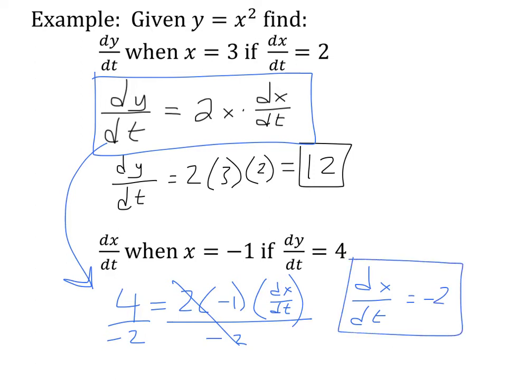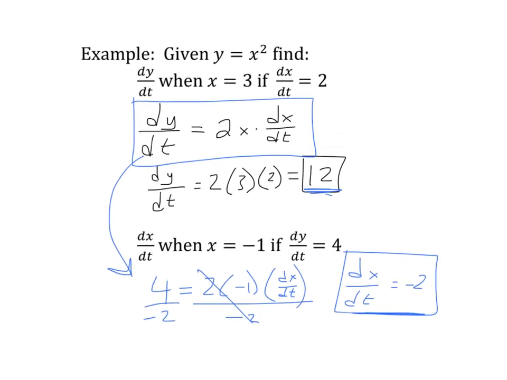So we found that in this case, dy/dt was 12, and in this case, dx/dt was negative 2. When possible, I would like us to think about these things graphically. So I'm going to pause the video for a second here, and I'm going to bring up a picture of this function so we can talk about it a little bit more. So I'll start on that right now.